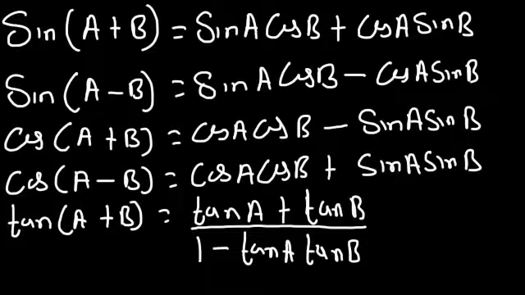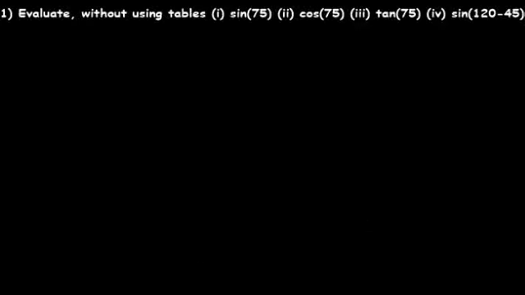Now the next thing is for you to know how problems can come involving the use of this formula and how you can approach them effectively. So for this to work fine, let's go over some of these problems. Example number 1. Evaluate without using tables the sine of 75, cosine of 75, and sine of 120 minus 45. If you know what to do already, feel free to pause the video and figure this out yourself.